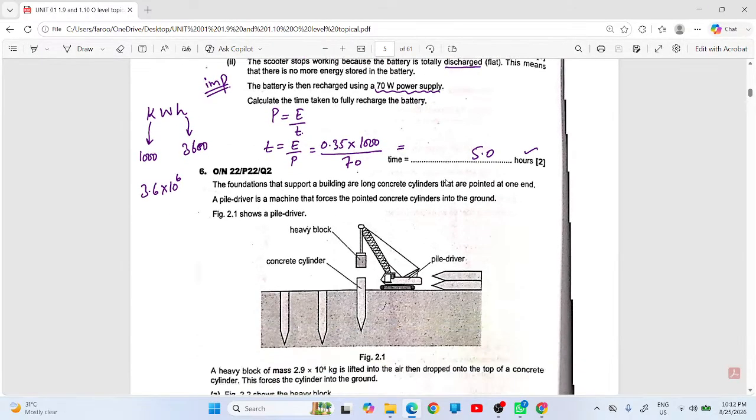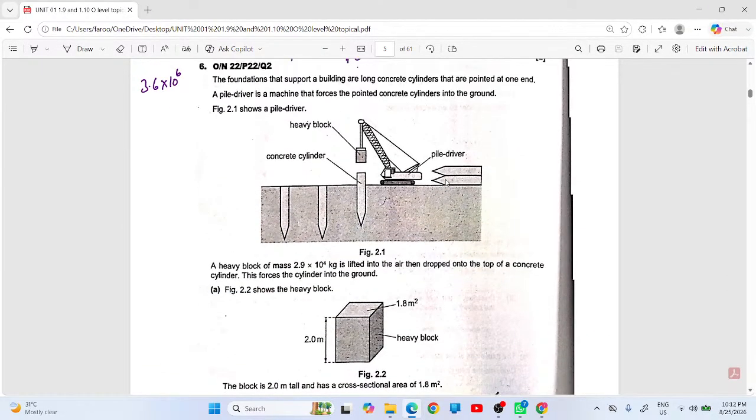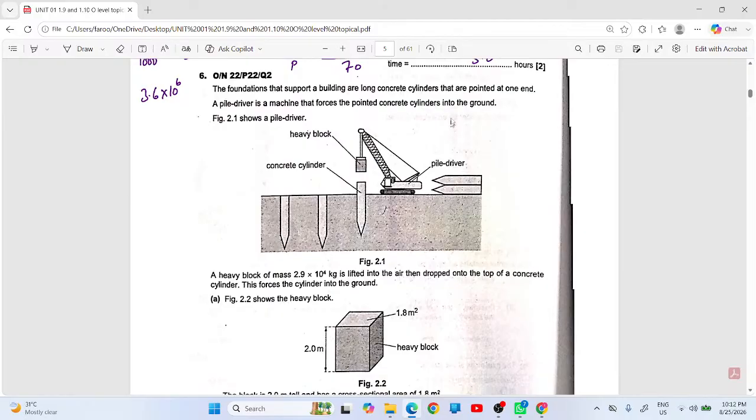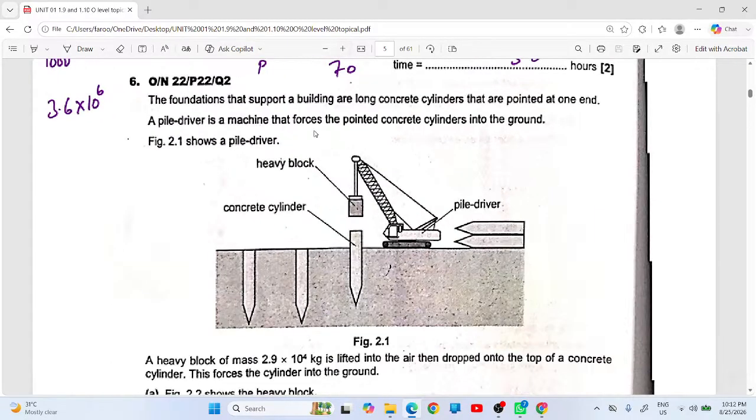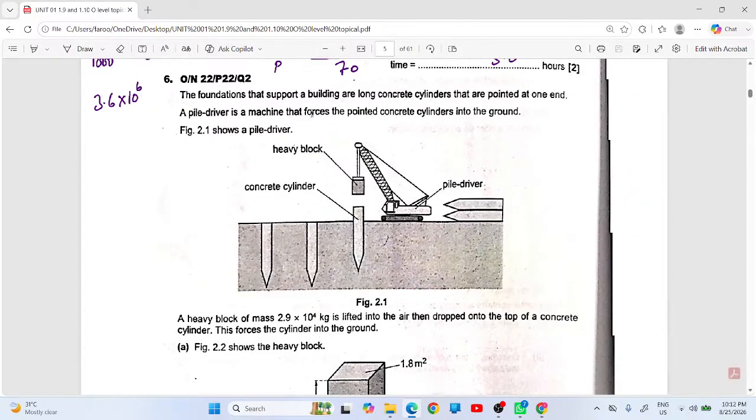Okay, next is question number 6. Abdullah, please read question number 6. Yes sir, question number 6.